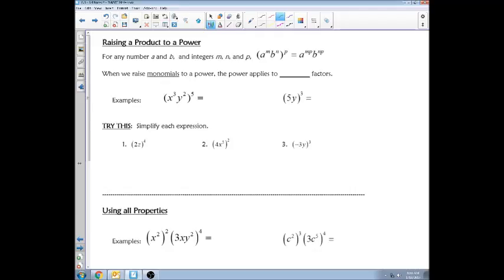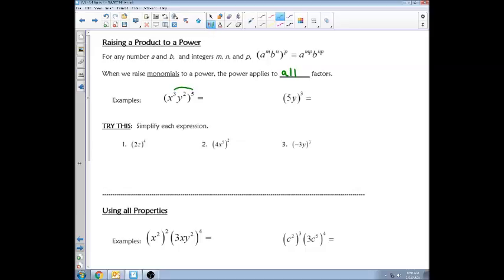Raising a product to a power. For any number a and b, and integers m, n, and p, if I have a raised to the m and b raised to the n, all of that is raised to the p, then I will get a raised to the m times the p and b raised to the n times the p. So when we raise monomials to a power, the power applies to all factors. What that means, let's look at the examples real quick.